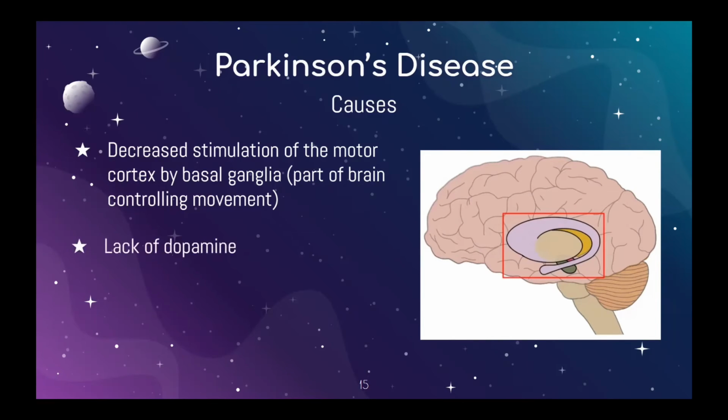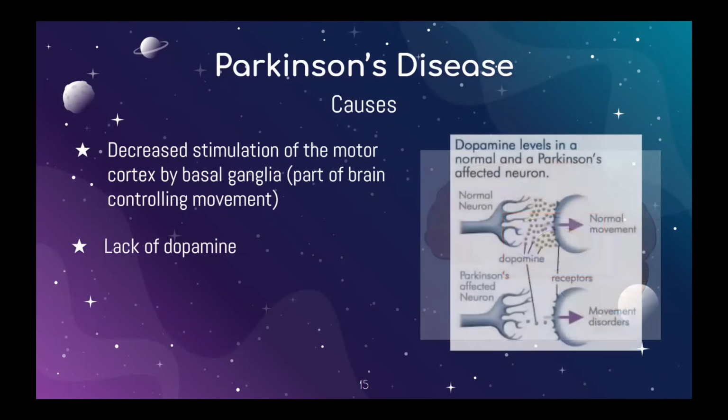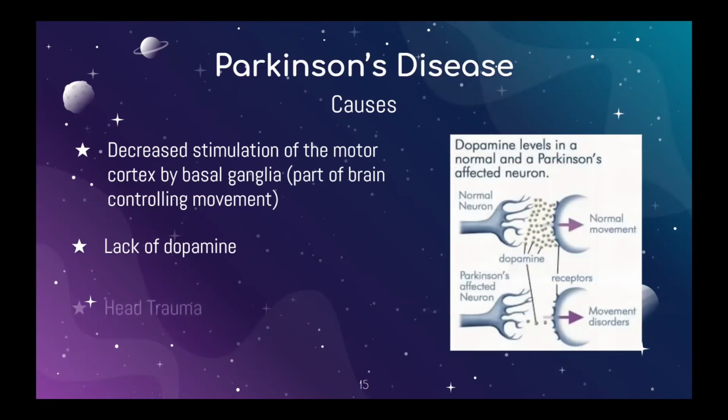Another cause is a lack of the neurotransmitter, or a signaling chemical, in our brain called dopamine. Dopamine is responsible for movement as well. In this picture, we can see that the bottom part of the picture has fewer dots, or less dopamine, and as a result, that causes movement disorders like Parkinson's. Other causes can also be head trauma or injury, and drugs, specifically like heroin.